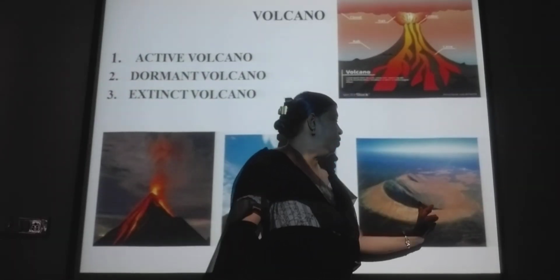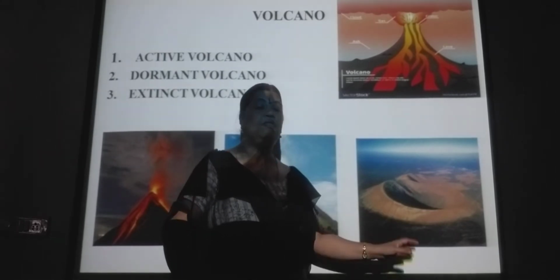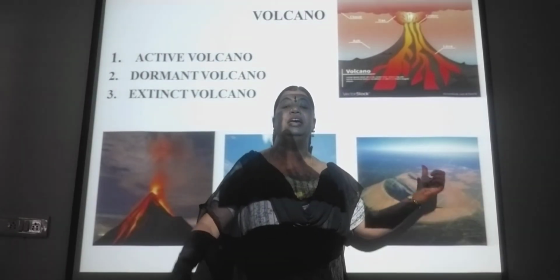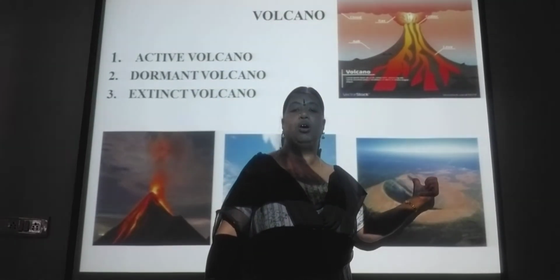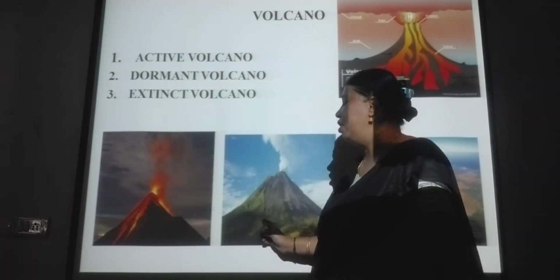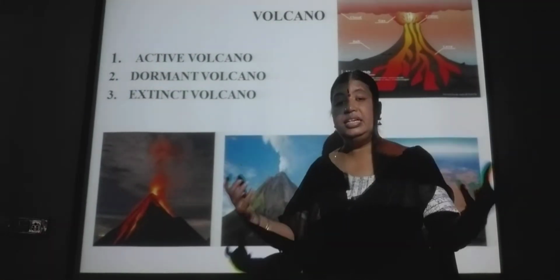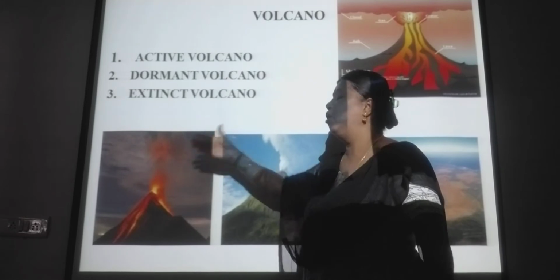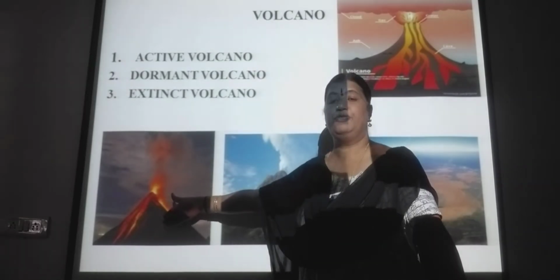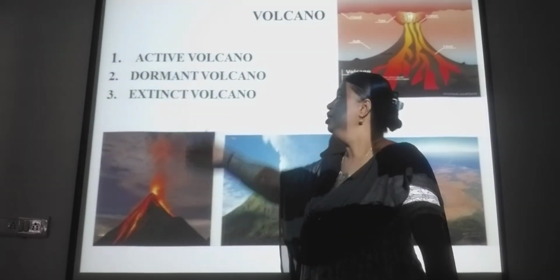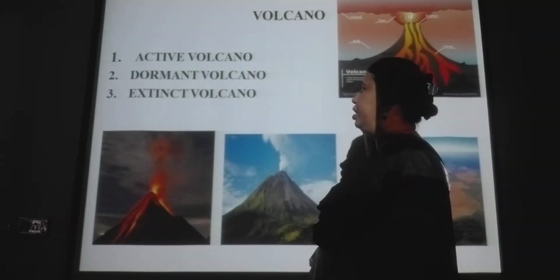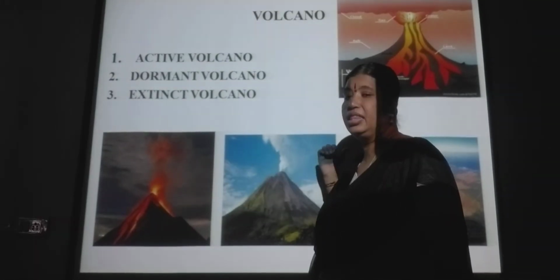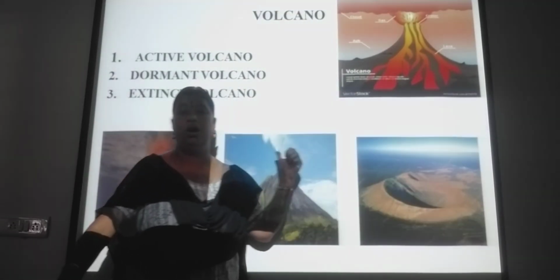And extinct volcano. Now this volcano which will never erupt again is called an extinct volcano. Now this dormant volcano, under certain conditions, can also become an active volcano. Understood, children? So this is how a volcano is formed and these are the different types of volcanoes.